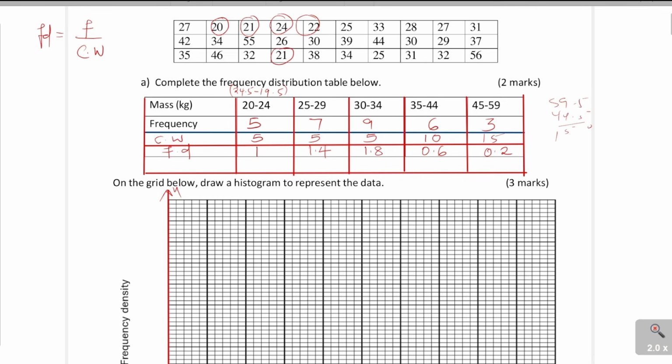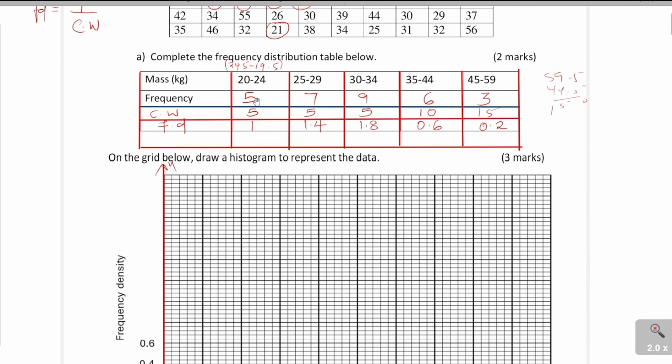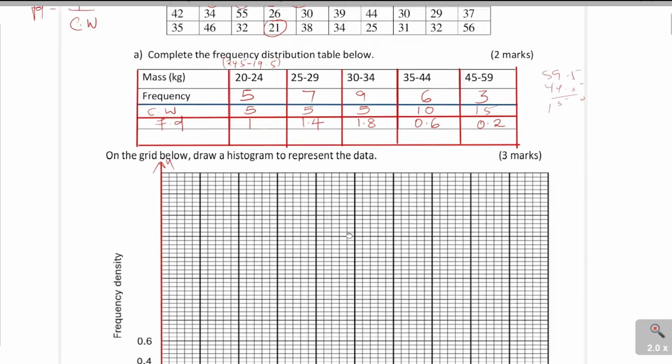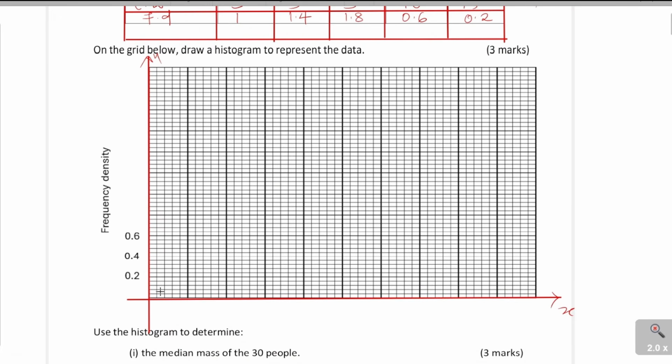So now, for us to draw the histogram, we need the frequency density against the class boundaries. The lowest is 20, so we can start a little bit lower, at 19.5. So the first one here, 19.5, then 24.5, 29.5, 34.5, 39.5, 44.5, 49.5, 54.5, and lastly 59.5.